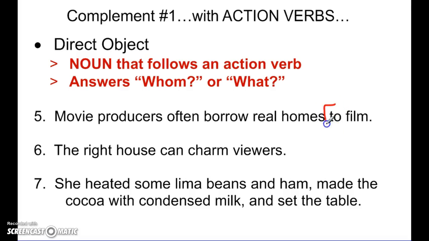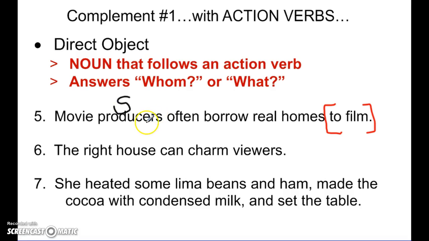So this isn't a prepositional phrase, but it is something that I can get rid of. To film is an infinitive. Now I can ignore it. The sentence now reads, movie producers often borrow real homes. I want to look for the one word that tells me who or what the sentence is about, and that would be the producers. Now I want to find the verb.